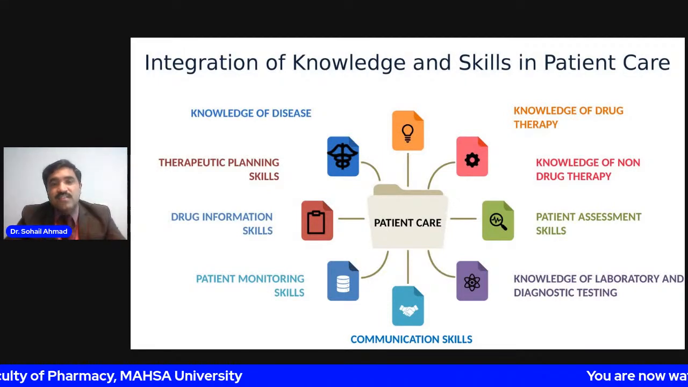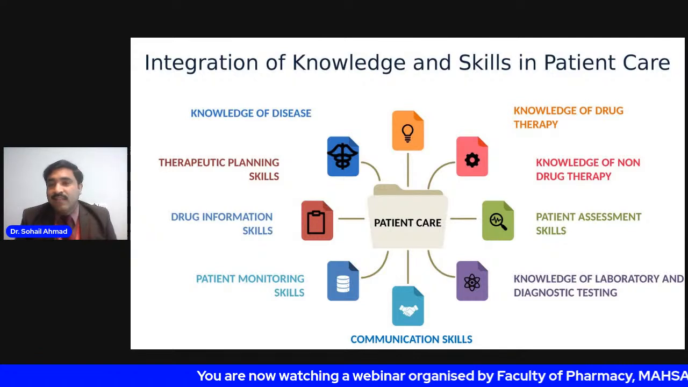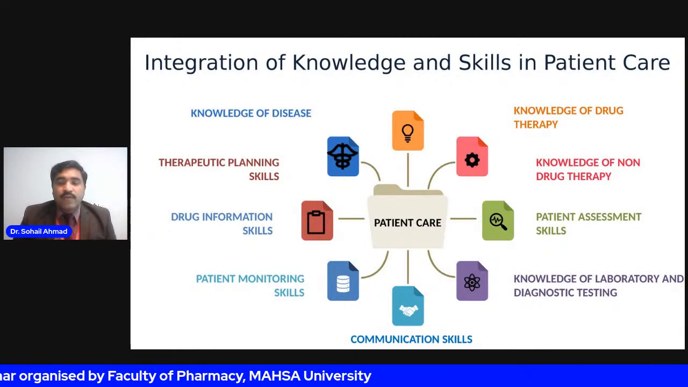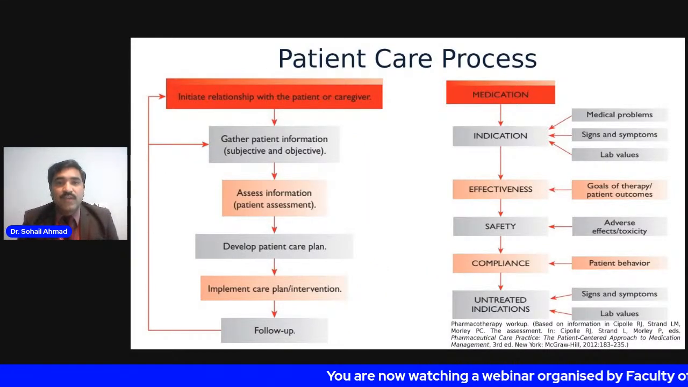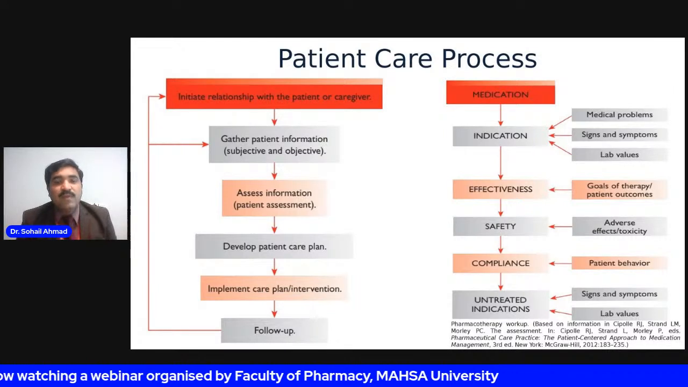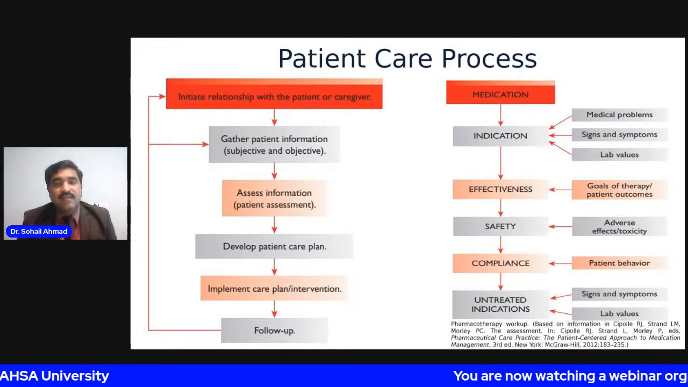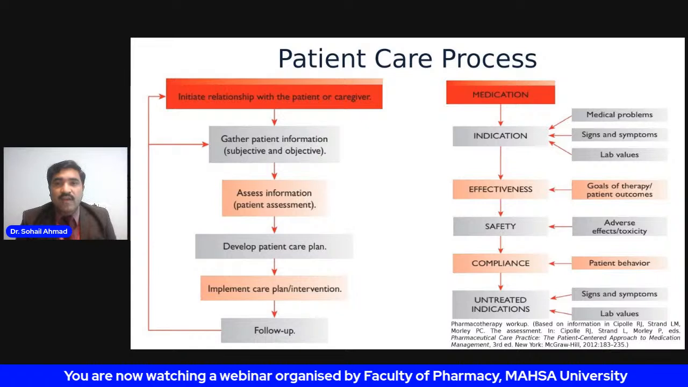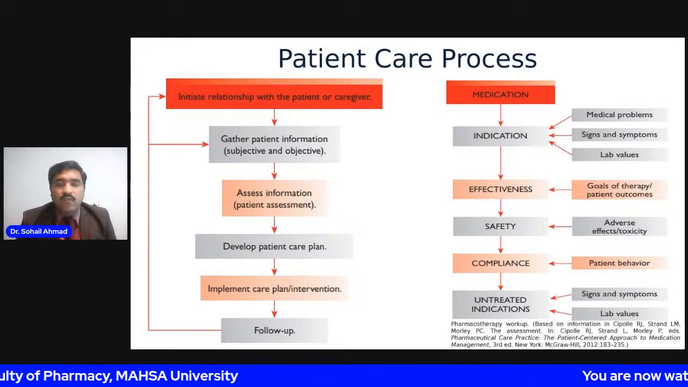So if the pharmacist is carrying this spectrum of knowledge and skills, for sure he is going to be an asset in the healthcare team. Otherwise, the pharmacist cannot contribute, and the roles will remain traditional as ever before. So this is a patient care process that starts with gathering patient information, assessing information, developing a patient care plan, implementing the care plan through intervention, and then doing the follow-up. In the upcoming slides, we will see in detail what the patient care process in Malaysia is and why this process is so effective, and it can be considered a gold standard especially for developing countries.